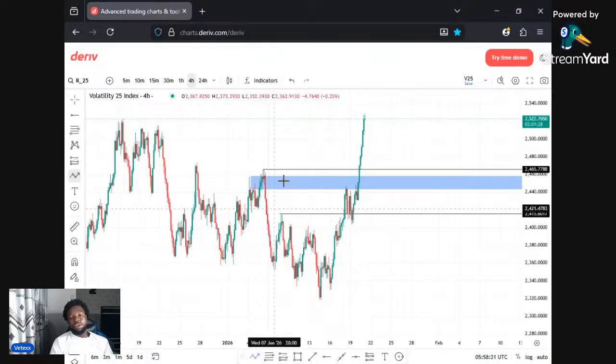So on a normal day, other traders would have set a limit entry here, but they will go stop entry because it hasn't given them a lower time frame continuation. So lower time frame continuation works better with the hourly time frame, but the hourly time frame gives you the direction. I hope you understand that. So this is what's happening currently on volatility 25 index.